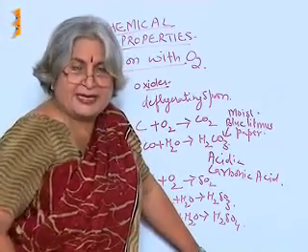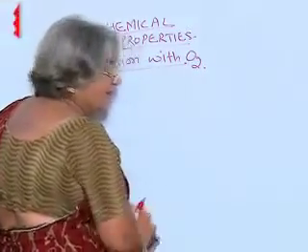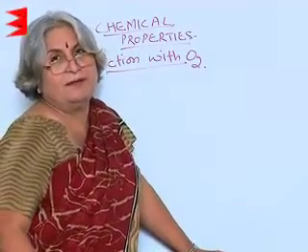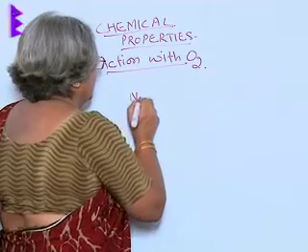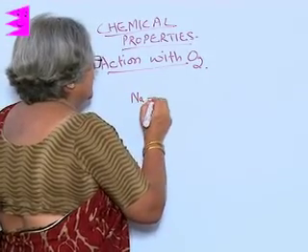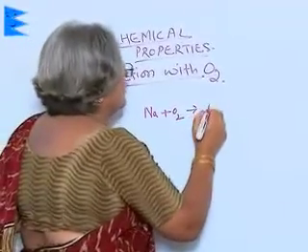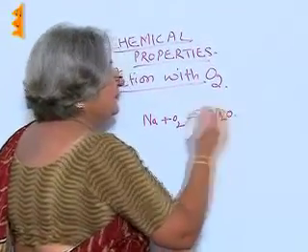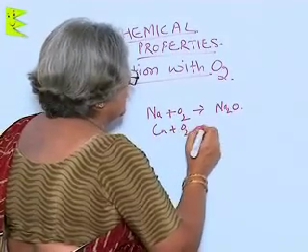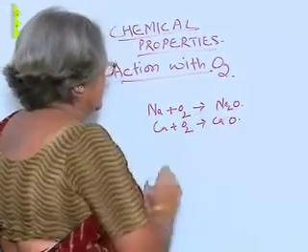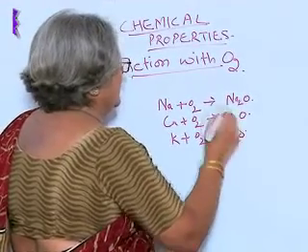Now, what happens in case of metals? In case of metals, they also combine with oxygen and they form metal oxides. For example, the moment sodium comes in contact with oxygen or it is exposed to air, it forms sodium oxide. Calcium also forms calcium oxide. Similarly, potassium will form potassium oxide.